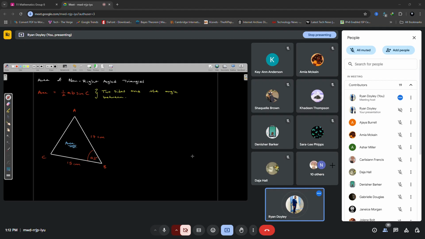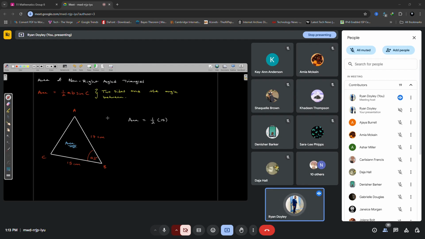So all we would need to do, as long as it satisfies the condition where we have two sides and the angle between, we can apply our formula. So the area would be equal to half, and A is 15. Well, in this case, it would be half AC sine B, right? Because we know side C and we know side A. So it has to be half AC sine B.